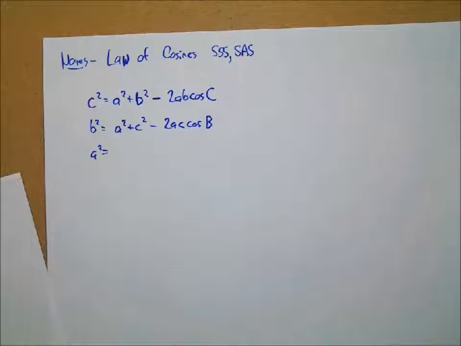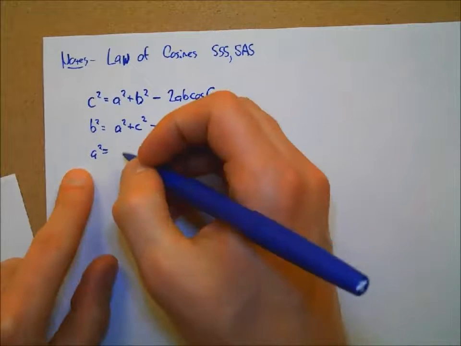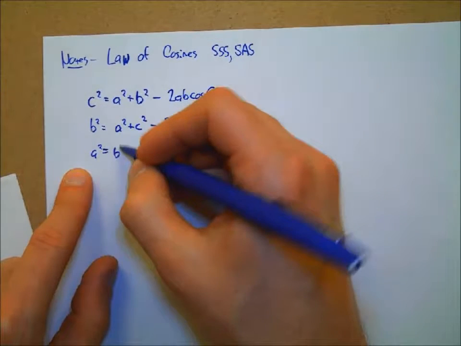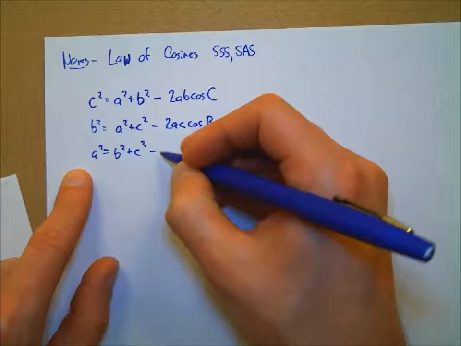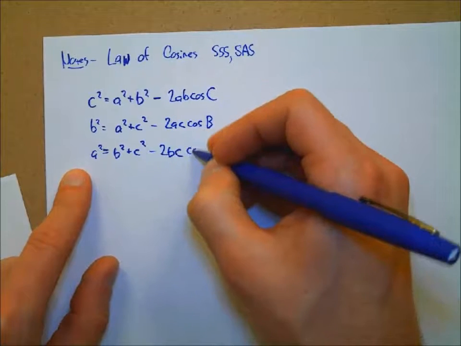All right. And a squared then? Well, the a squared will be replaced with b squared plus c squared minus 2bc cosine capital A.